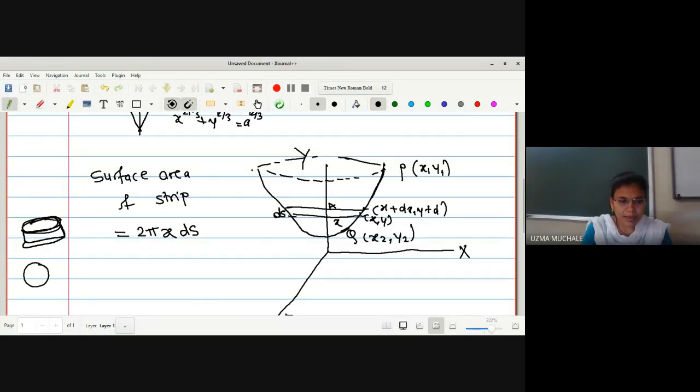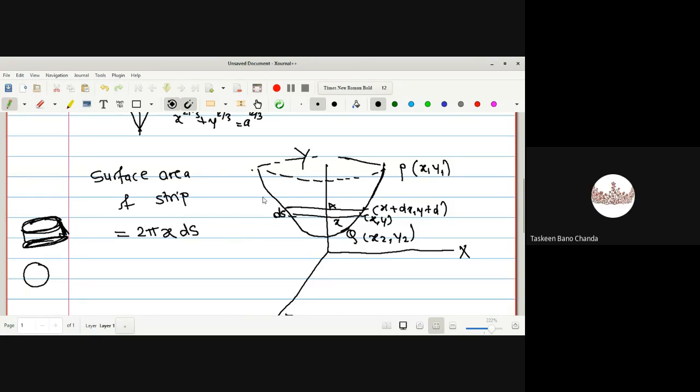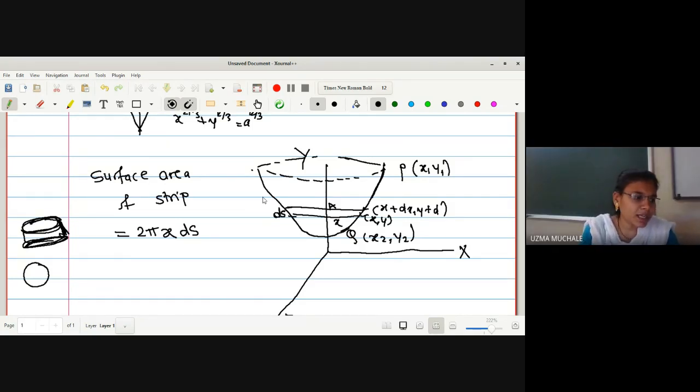Here, what is the circumference of the first circle? 2 pi r multiplied by this height. Okay, what is this height? Whatever the number of circles you have put. So here also this is just like a strip. How are you going to find out the surface area of a strip? You just find out the circumference of this circle, that is 2 pi r, multiplied by this height ds. Correct? Yes, ma'am. So here we get 2 pi x into ds.